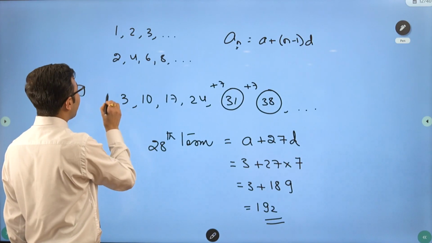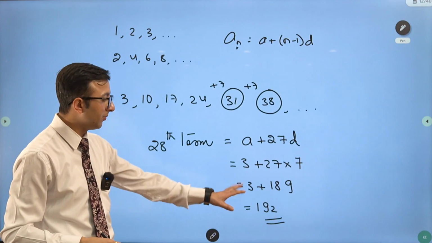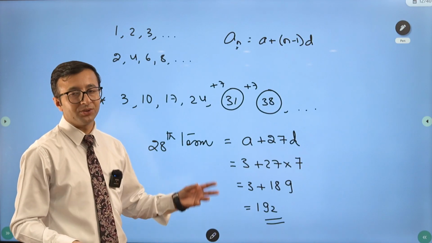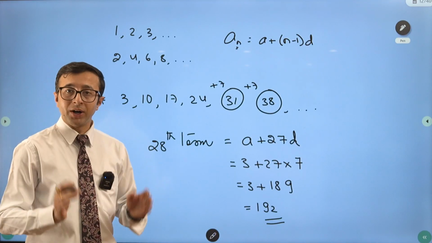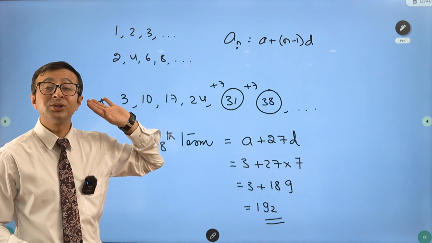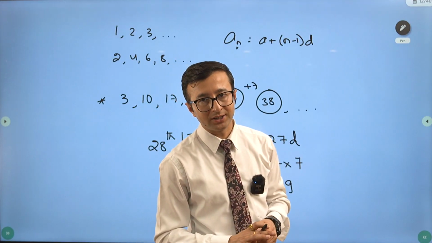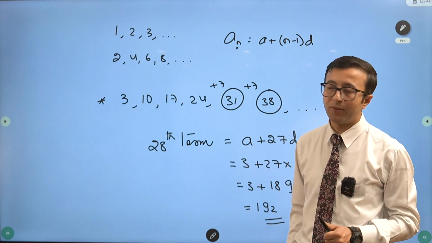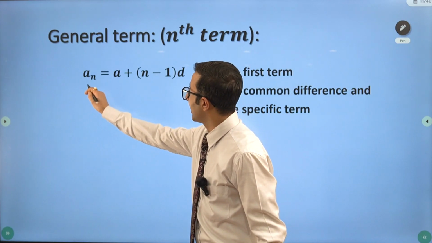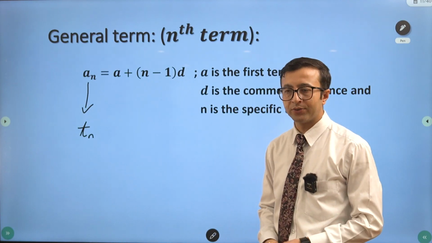So if we have a sequence like 3, 10, 17, 24 and so on, and someone asks you to find the 20th term, we can find it easily without taking any more time using the formula. But here, just like this, if someone asks you to find the 1000th term, that also we can obtain using the formula. So that is the importance of this general term or nth term of an AP, that is an is equal to a plus n minus 1 d. Sometimes this an will be denoted with tn also. Don't be confused with that.